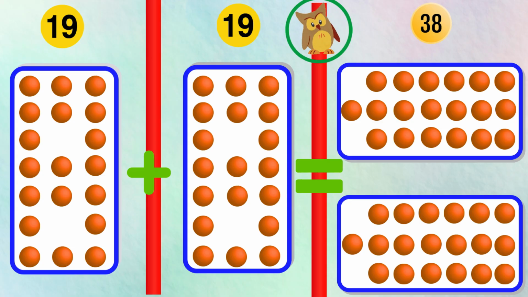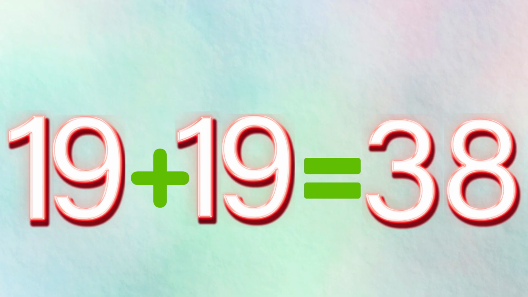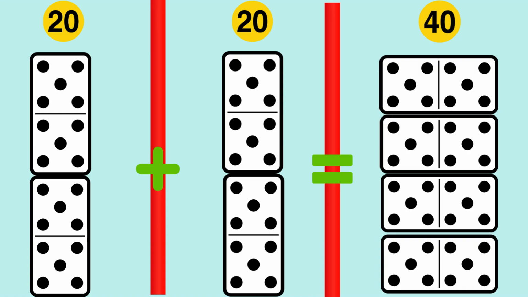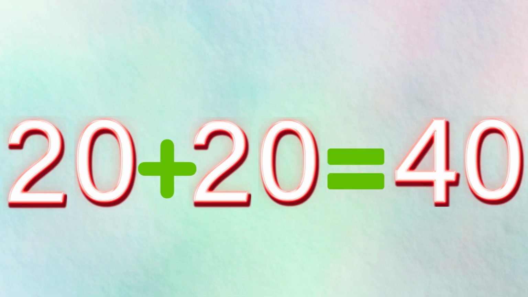Mr. Owl says when we add 19 dots plus 19 more dots, it equals the sum of 38 dots. This is the same as adding the numbers 19 plus 19 equals 38. Mr. Owl says when we add 20 dots plus 20 more dots, it equals the sum of 40 dots. This is the same as adding the numbers 20 plus 20 equals 40.